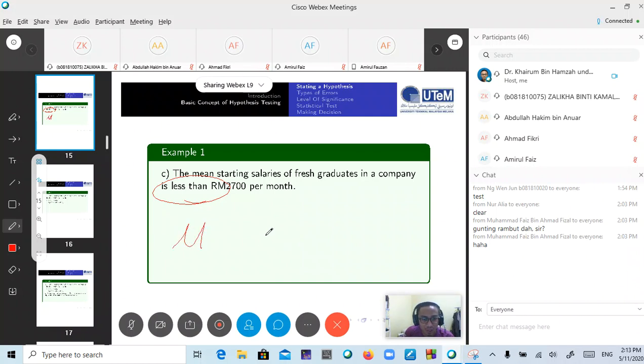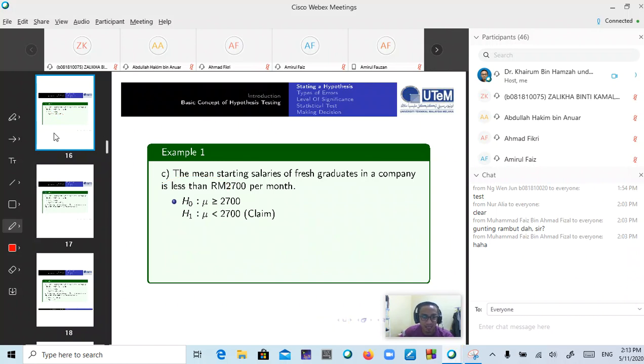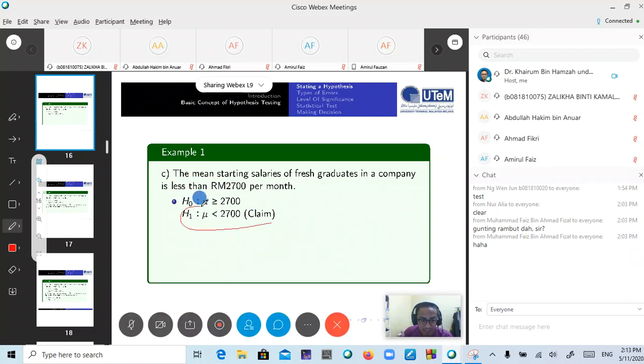2700. So mu less than 2700. So this one does not have the equal sign, so automatically this claim is put at H1. Okay. So dia akan duduk dekat H1 claim ni, sebab dia punya claim adalah less than, tak ada equal sign. So this one becomes less than. And then automatically your H0 terbalik daripada ni. But having the equal sign, it becomes mu greater than or equal to 2700. Okay? Any questions so far?